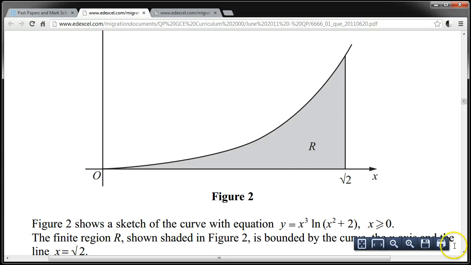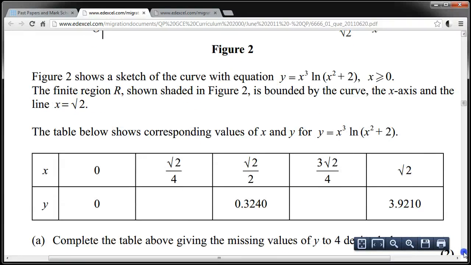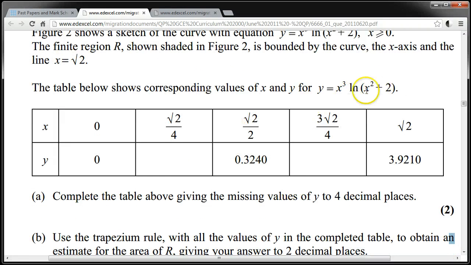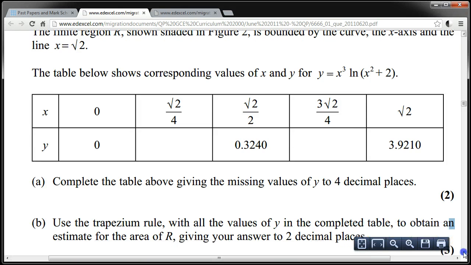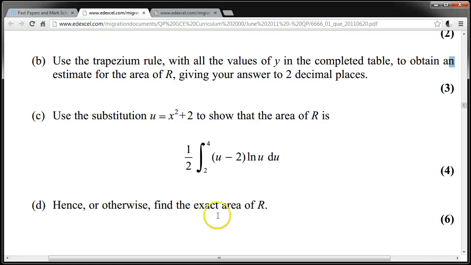So question 4, here's a curve, described by this function here. So what have we got to do with this then? This is just a trapezium rule question. So fill out the values for the function in question here and here. Then use the trapezium rule. So this is nice and standard, if not a little time consuming. Then use the substitution in the above equation to obtain this integral. So the nice thing is it's already there for you, so that doesn't need double checking. And then find the exact area of R, work out this integration.